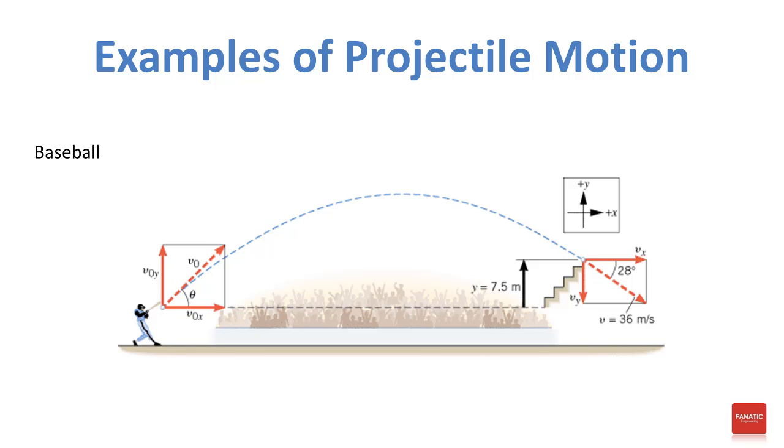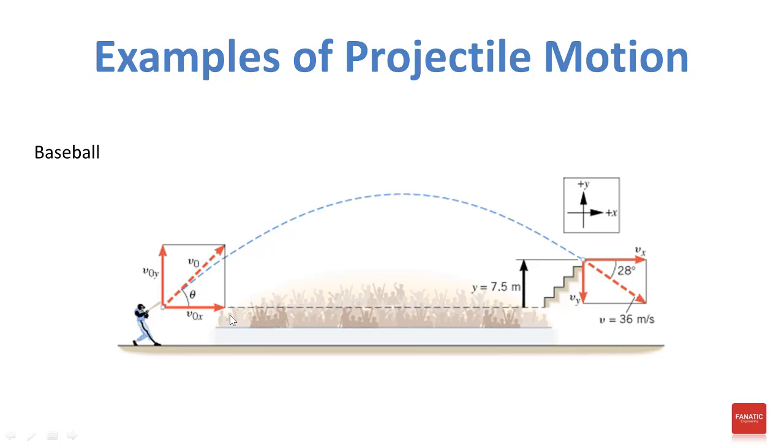So here we have the next example of projectile motion, which is a baseball. And in baseball, an athlete or a player hits a ball at a certain angle, and it also travels in a curved path along the surface of the ground.